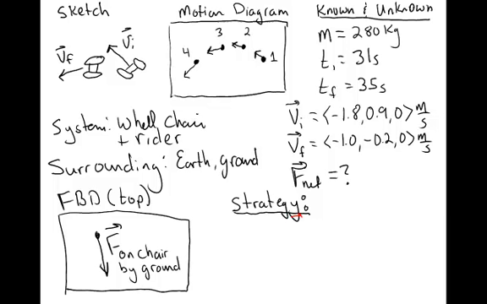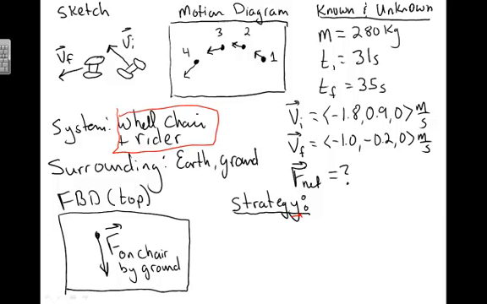So the first thing we really need to do is define our system. And it makes the most sense to include our rider in the system. The reason being, if you don't include the rider, then there's going to be an additional force on the wheelchair due to the rider. By including the rider inside the system, that actually makes the problem a lot easier. So the only things then exerting a force on the surroundings are the earth and the ground.